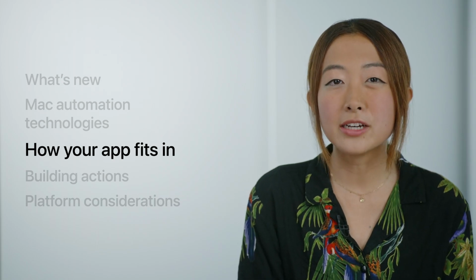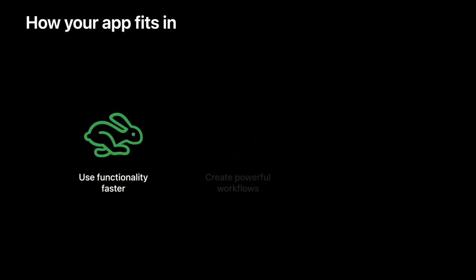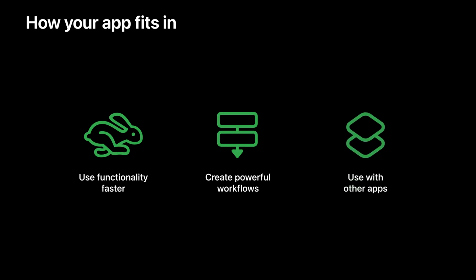Now let's talk about how your app fits into shortcuts and the value it can create for customers. The main way your app can integrate with shortcuts is by exposing its capabilities via actions. By exposing actions to shortcuts, people can use your app's functionality faster, create powerful workflows using your apps, and last but not least, use your app in conjunction with other apps. Let's take a deeper look at these.